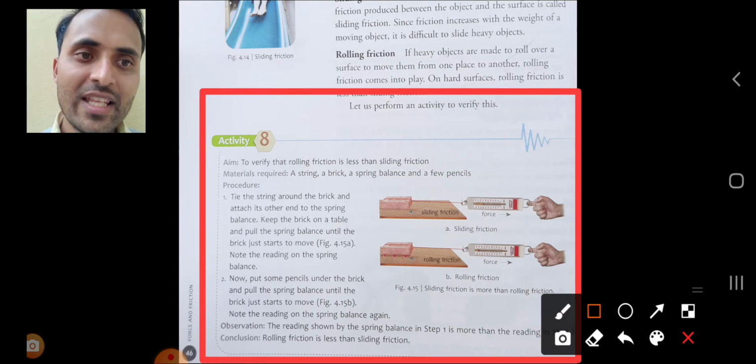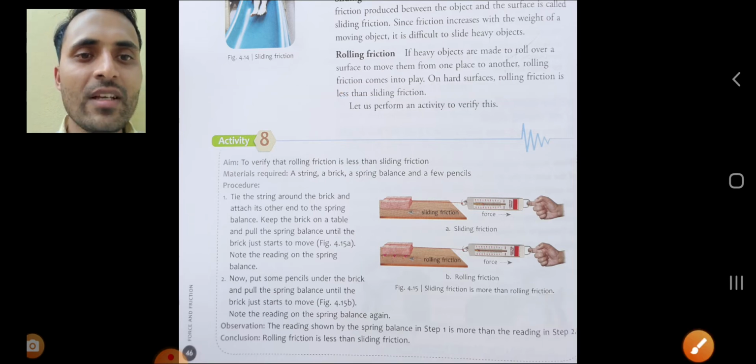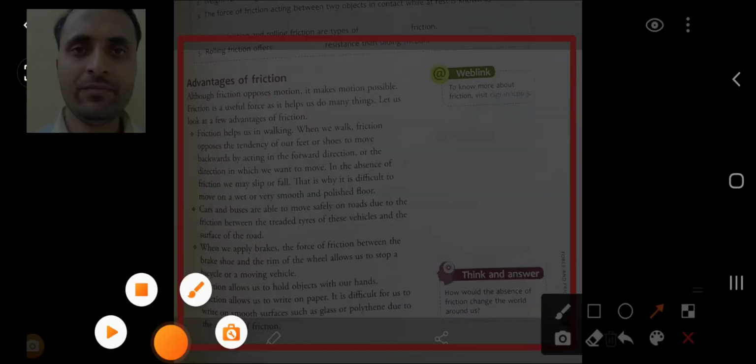Reading shown by the spring balance in step 1 is more than the second. Okay, so rolling friction is less than sliding friction. So rolling friction is used for the movement of heavy objects, and sliding friction is used for the movement of lighter objects.